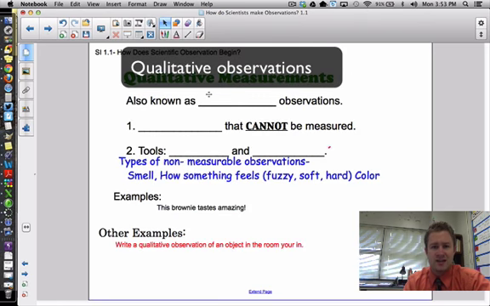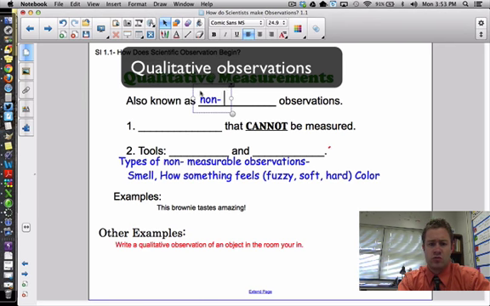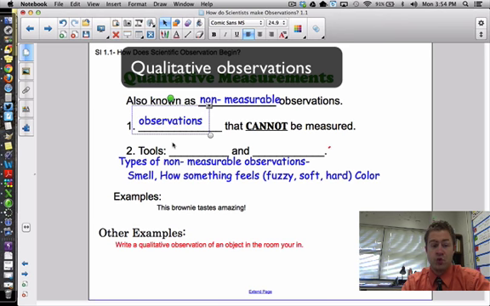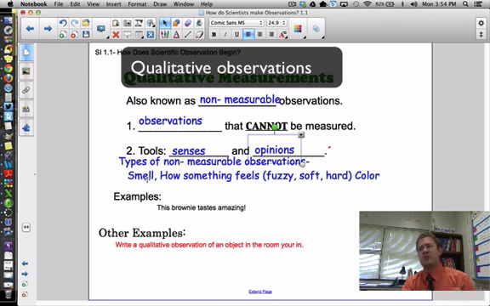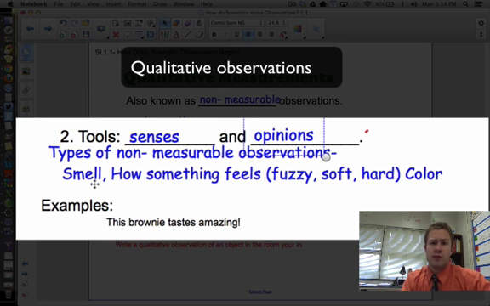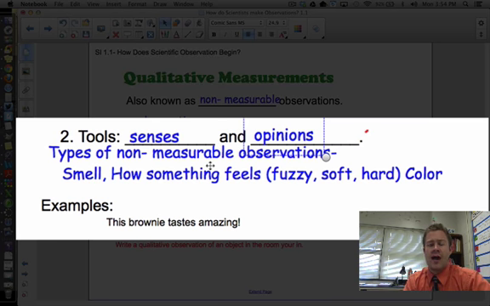Next, I'd like to talk about qualitative measurements. These qualitative observations are also known as, unfortunately, non-measurable. These are observations that cannot be measured. The tools are your senses and your opinions. So for example, you might have some types of observable things that you can't use tools for, like smell. You don't have something that can test how much something smells, how something feels, soft, fuzzy, hard, or what type of color.